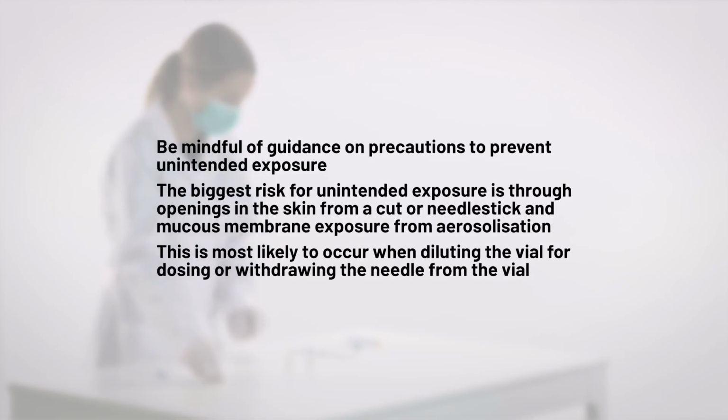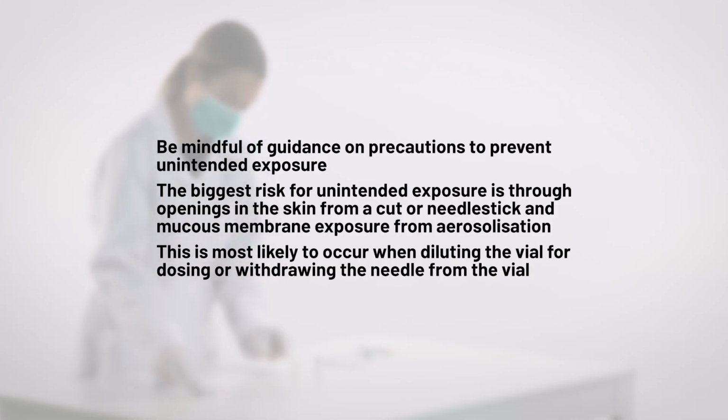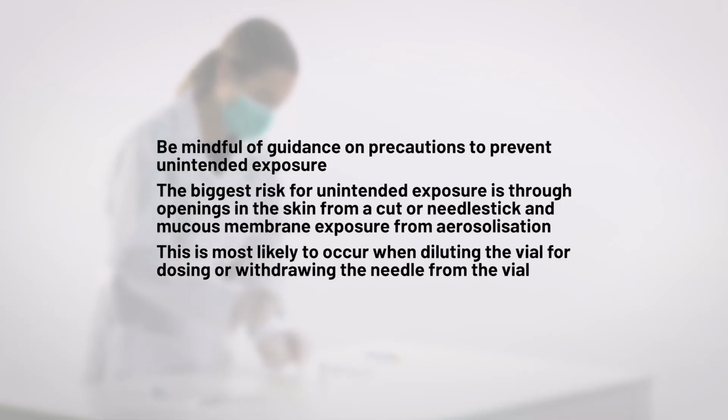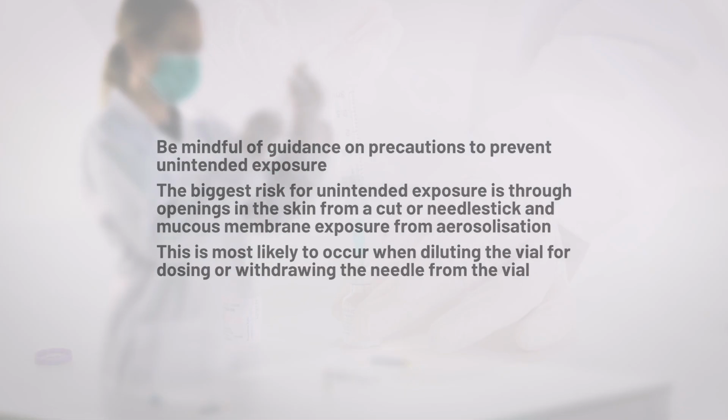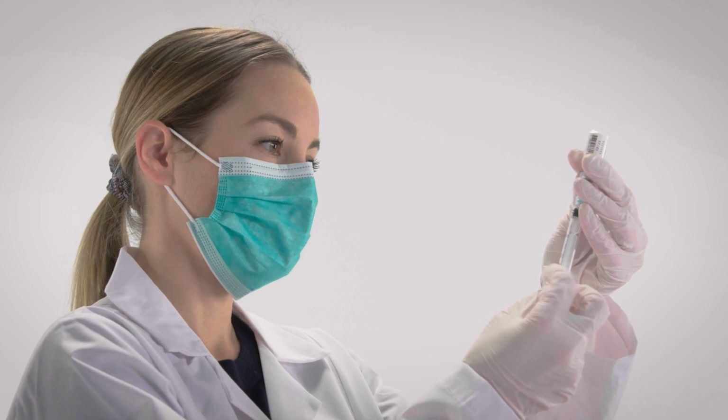Be mindful of guidance on precautions to prevent unintended exposure. The biggest risk for unintended exposure is through openings in the skin from a cut or needle stick and mucous membrane exposure from aerosolization. This is most likely to occur when diluting the vial for dosing or withdrawing the needle from the vial. You may feel some pressure in the vial as you add the diluent. Ensure vial pressure is equalized by withdrawing 1.8 milliliter of air into the empty diluent syringe before removing the needle from the vial. After dilution, the vaccine will be an off-white dispersion.